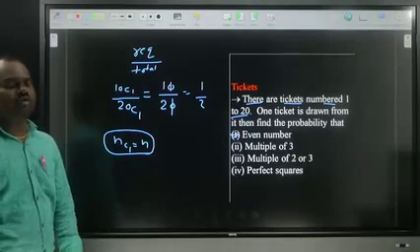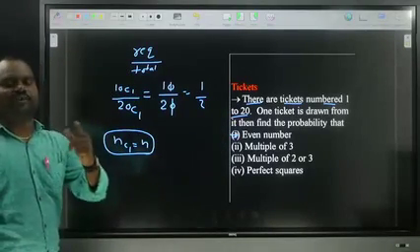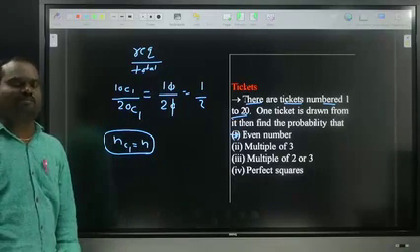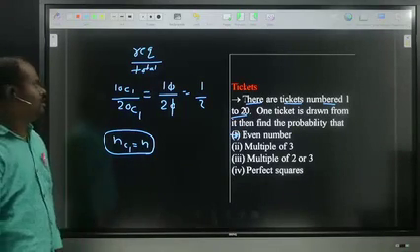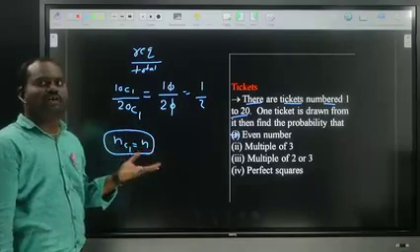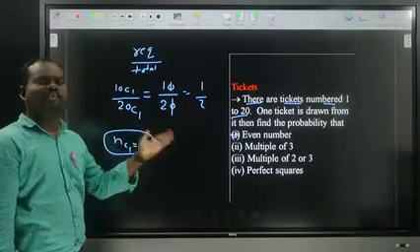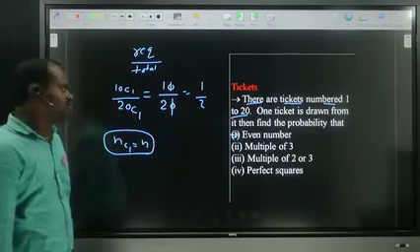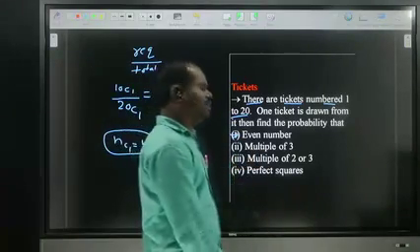Is it clear? From 20 tickets we drew one ticket, so the denominator is 20C1 and the numerator is 10C1, nothing but 10 by 20, 1 by 2. Whenever one ticket is drawn, no need to write C1 also, because you will get 20 only, so you can proceed directly.